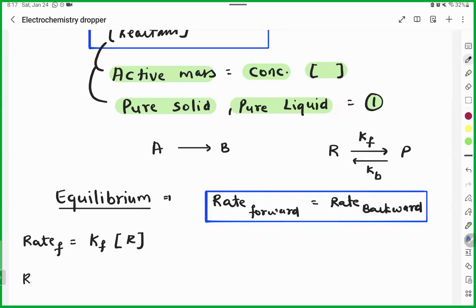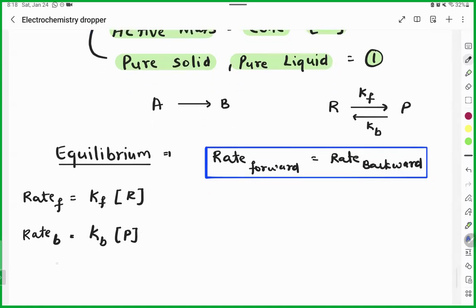For the backward reaction, Sarah, what will be the rate? Kb, P in bracket. Why P? Because P is converting into R. In this situation, P is like your reactant. Understood? At equilibrium, the forward rate of reaction will be equal to the backward rate of reaction.